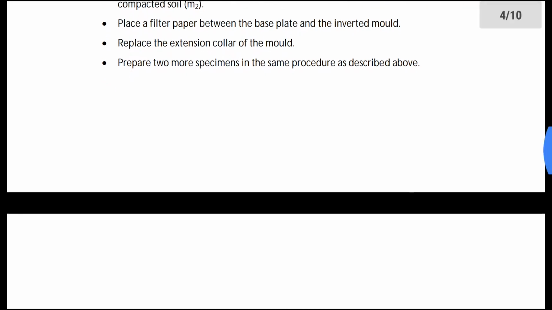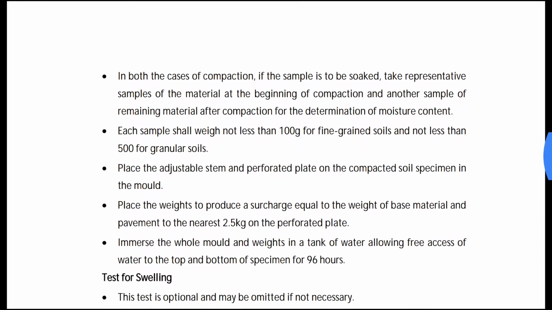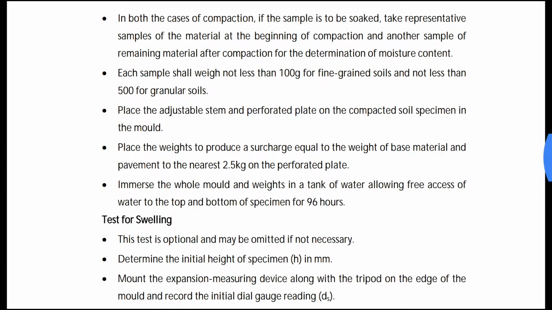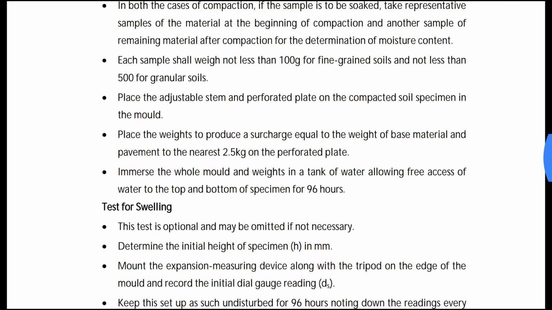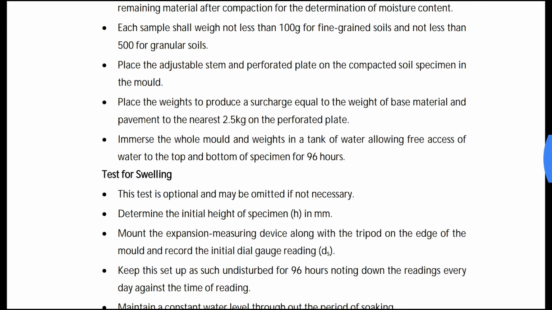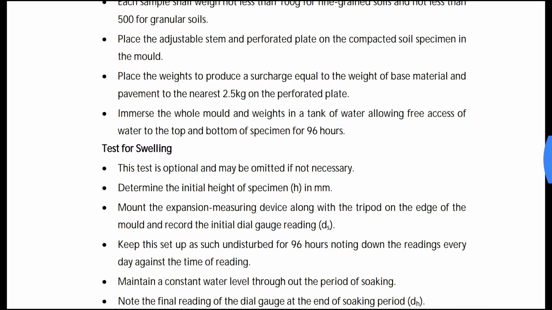Replace the extension collar of the mold. Prepare 2 more specimens by the same procedure as described above. In both cases of compaction, if the sample is to be soaked, take a representative sample of the material at the beginning of the compaction, and another sample of the remaining material after compaction, for the determination of moisture content. Each sample shall weigh not less than 100 grams for fine-grained soil and not less than 500 grams for granular soil.